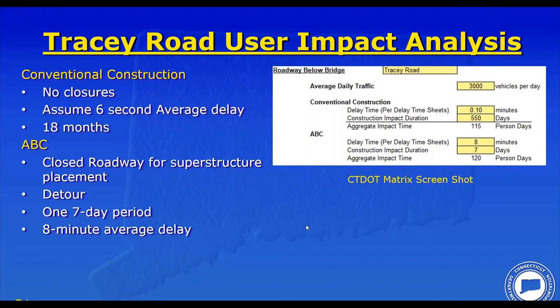So as far as Tracey Road downstairs, the delay, only 3,000 vehicles per day. So the delay time is, for conventional construction, we're assuming a 6-second average delay just due to reduced traffic speed through the work zone for 18 months. And then for ABC, 8-minute detour for 7 days, based on the calcs we did before.